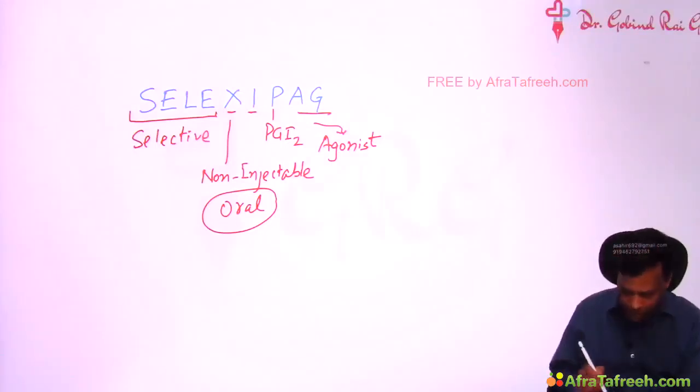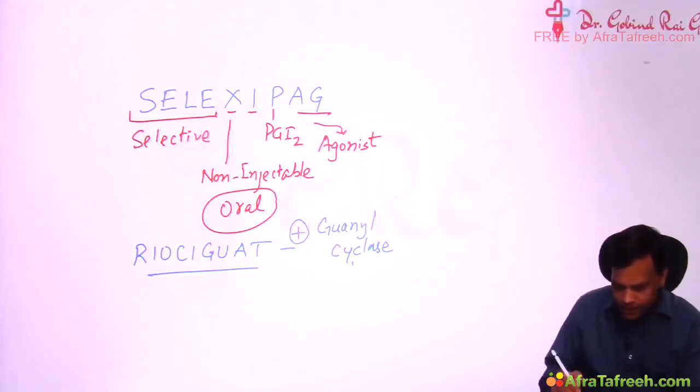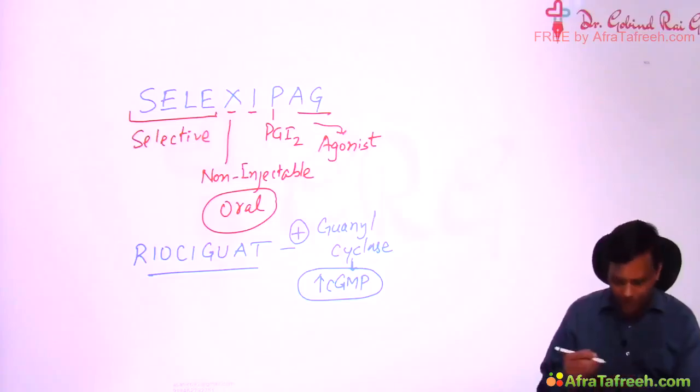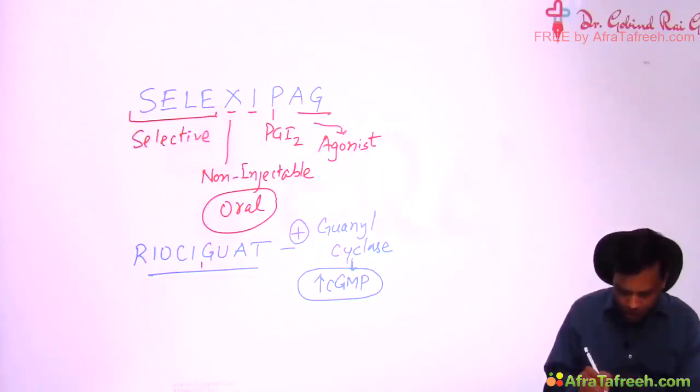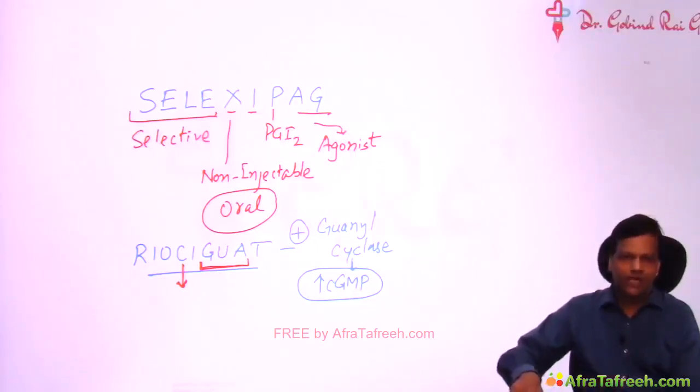Okay? Lastly, we developed a drug called Riociguat. This is a drug which stimulates the enzyme guanylate cyclase. When this enzyme is stimulated, it results in an increase in cyclic GMP, which causes vasodilation. So Riociguat is a guanylate cyclase stimulator which acts by increasing cyclic GMP. Again, from the name you can remember, it acts on guanylate cyclase. So these are the different drugs that can be used in pulmonary hypertension. Clear?